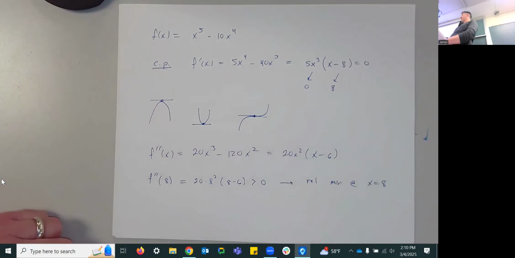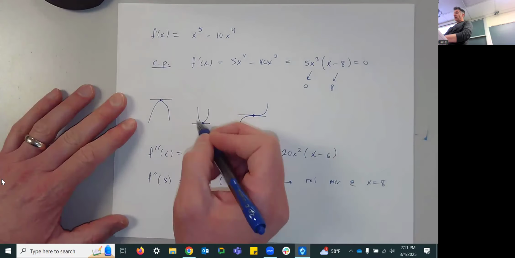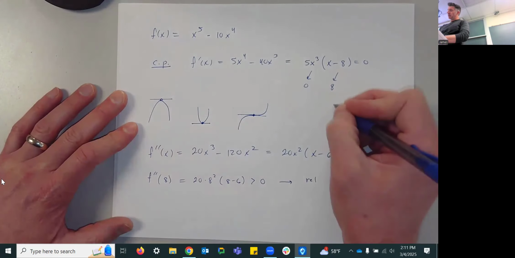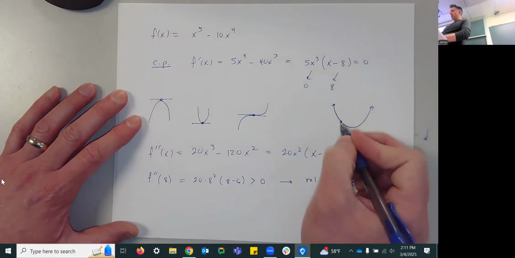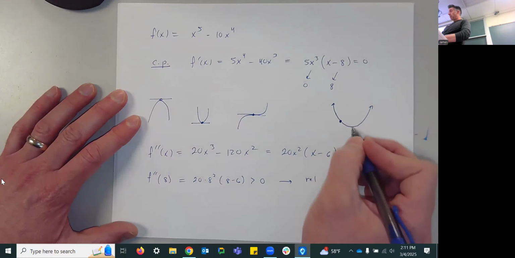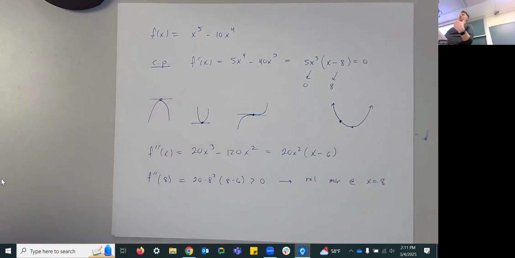Because we know that we have a critical point, and it's either a maximum or something like this. But since the second derivative is positive, we know it has to be concave up, so it has to be a minimum. It can't be something like this. You can't say it's concave up but you don't have a max or a min. It has to be at the bottom because the derivative is 0. That's the idea of the second derivative test.